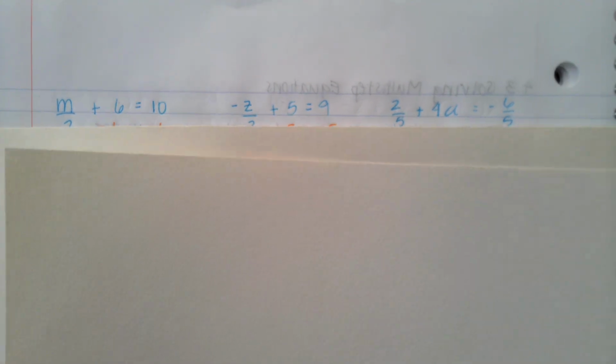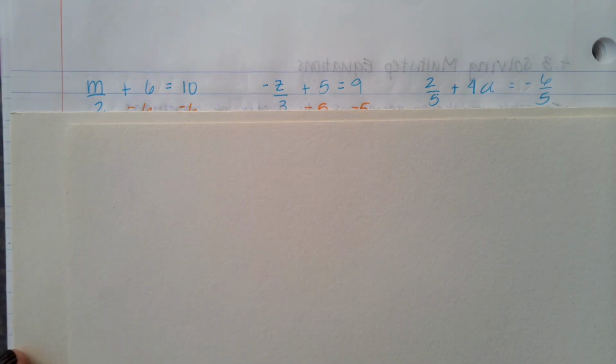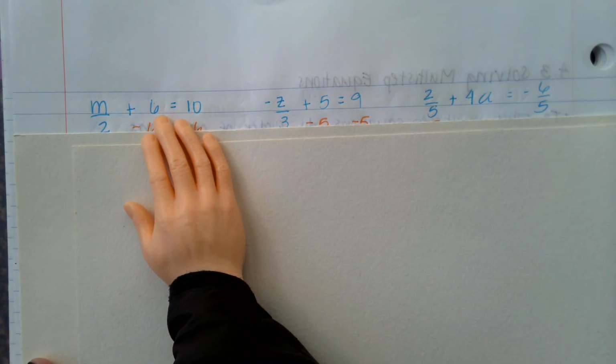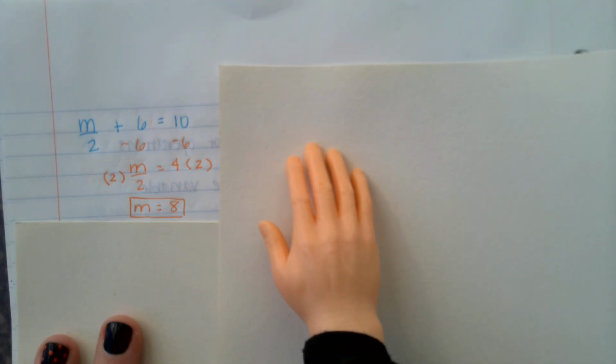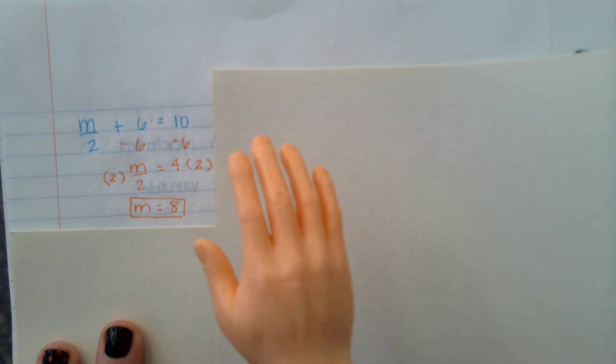We have a few more problems to do. Here I have m over 2 plus 6 equals 10. So to get m by itself, we need to subtract 6 on each. Then the opposite of dividing by 2 is multiplying by 2. So m equals 8.